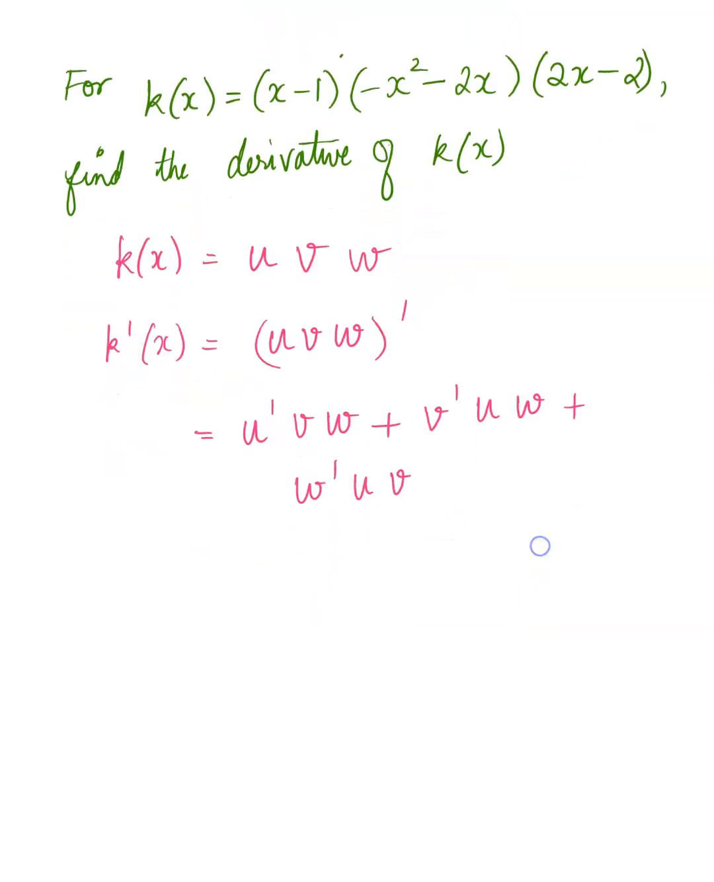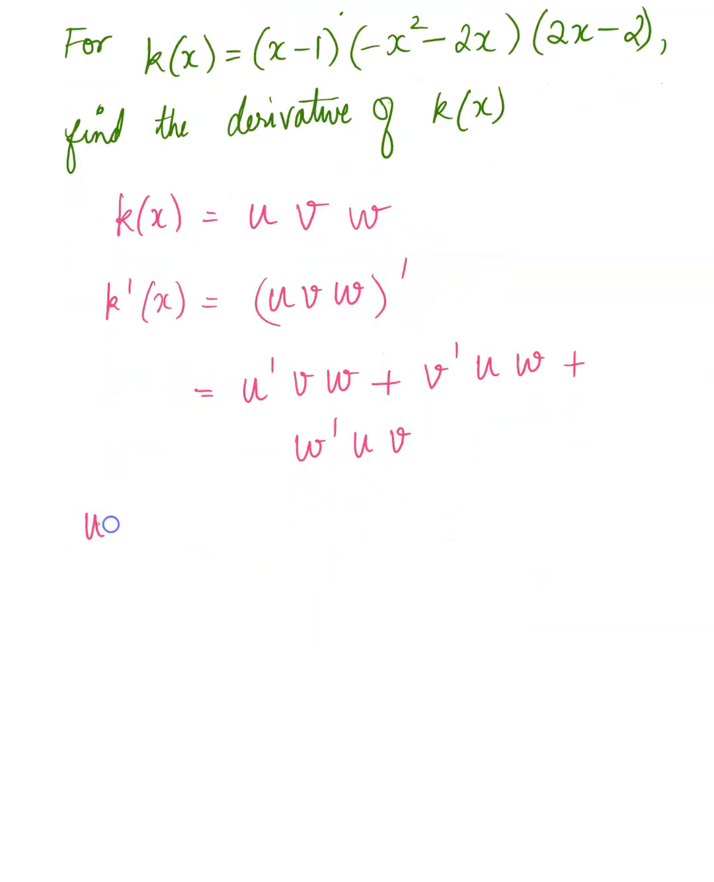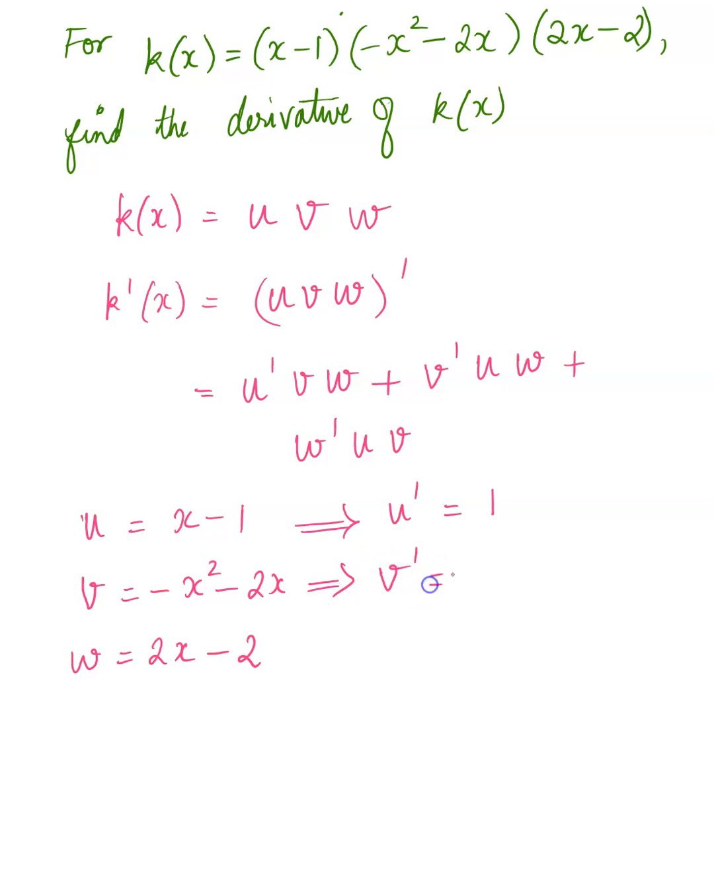Okay. So let's call x minus 1 as u. v could be negative x squared minus 2x. And w will be 2x minus 2. So this means that u prime, take the derivative of that, that will be just 1, right? Because it's 1 minus 0. So that's going to be 1. The derivative v prime will be negative 2x minus 2.